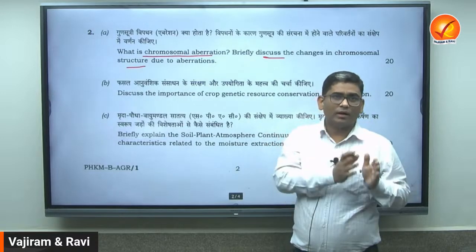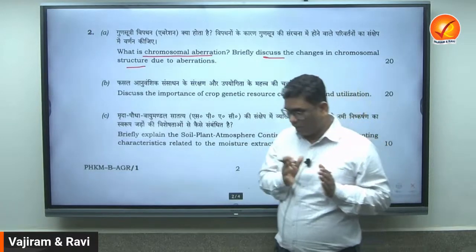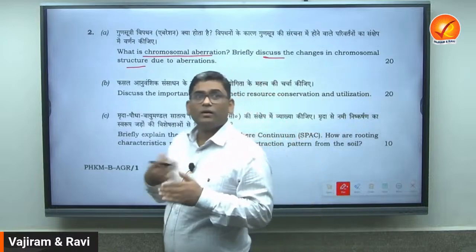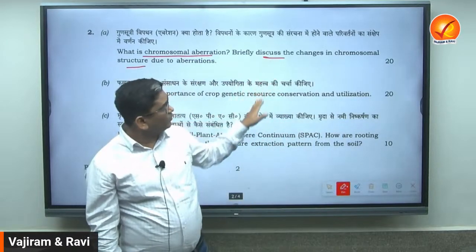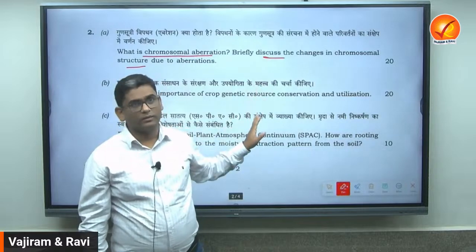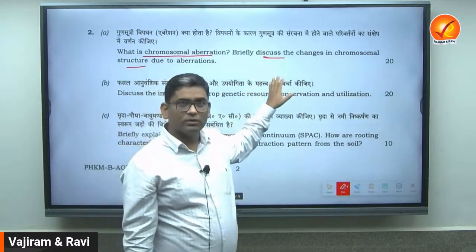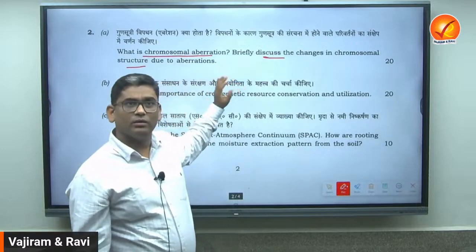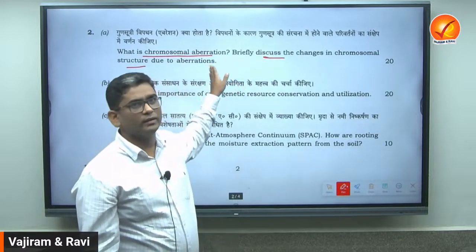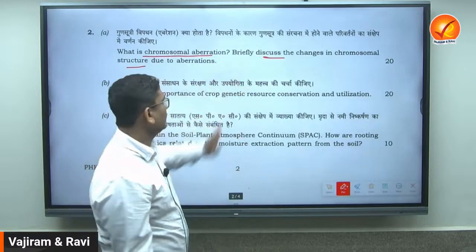Intrachromosomal aberrations and interchromosomal aberrations. You have to explain in detail along with the diagram. If you explain, you will get good marks in this one. Okay, a straightforward question was there, nothing difficult in this. Directly already taught in the class also. In each and every type of notes you will get this one. Straightforward question from the syllabus line.